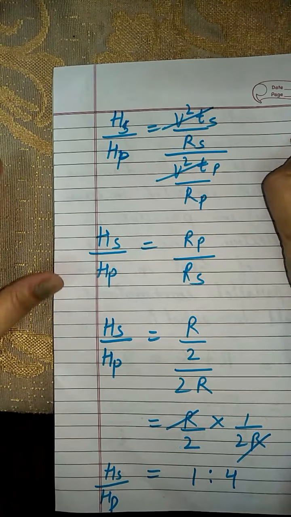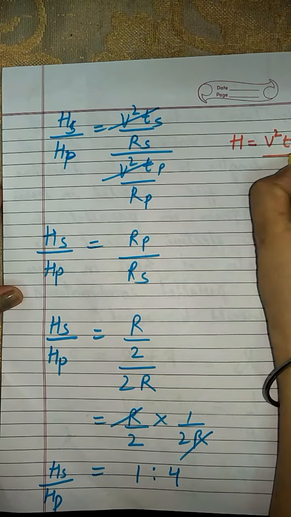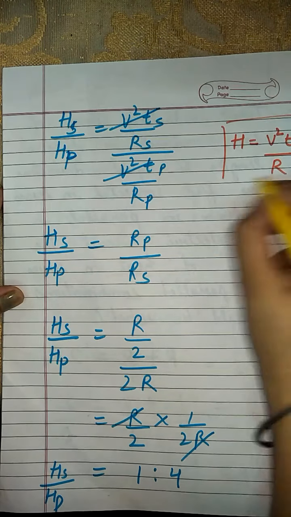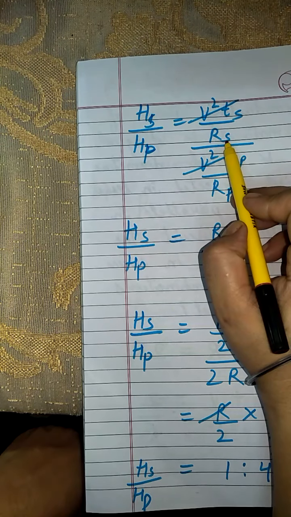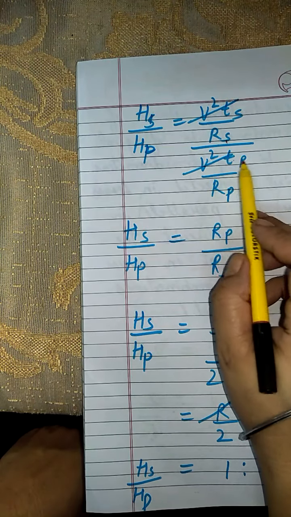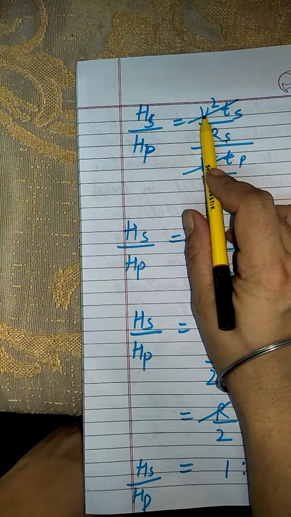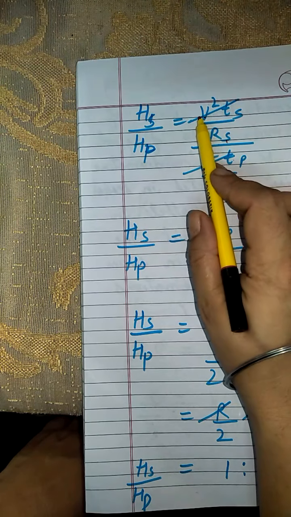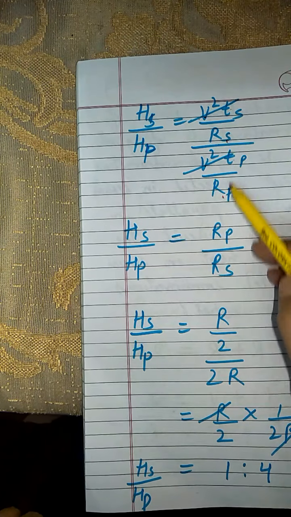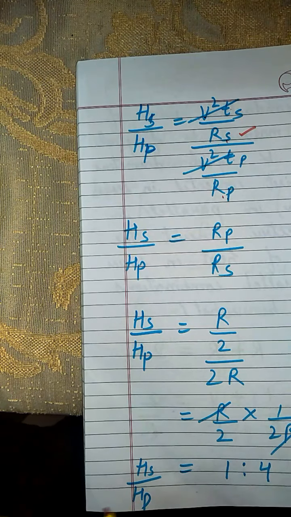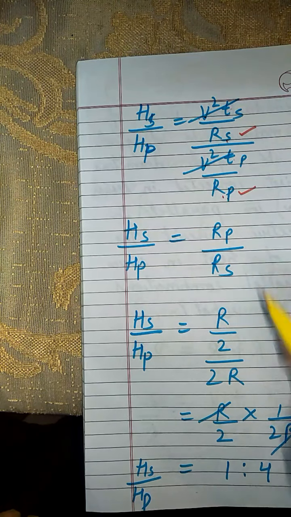What relationship I have used? Heat produced is equal to V square t by R. This relationship I have used. Fine. So V square t by Rs, this is for series combination. V square t by Rp, this is for parallel combination. Voltage will be same as the material, diameter, length are same. Time for passage of current will be same. We will be taking Hs over Hp, because series combination resistance is different, parallel combination resistance is different. So it will come out to be Rp over Rs.